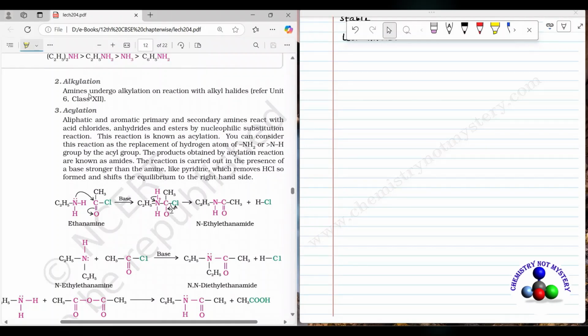Today we are going to discuss reactions of amines. Second reaction is alkylation that we have discussed already in haloalkane chapter. Now come to the reaction of acylation. So let's read from the book.